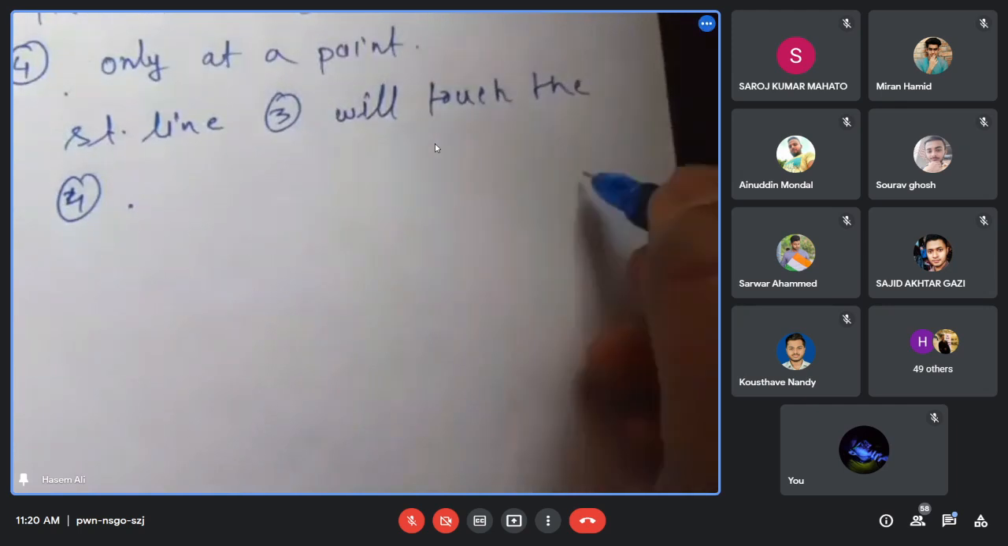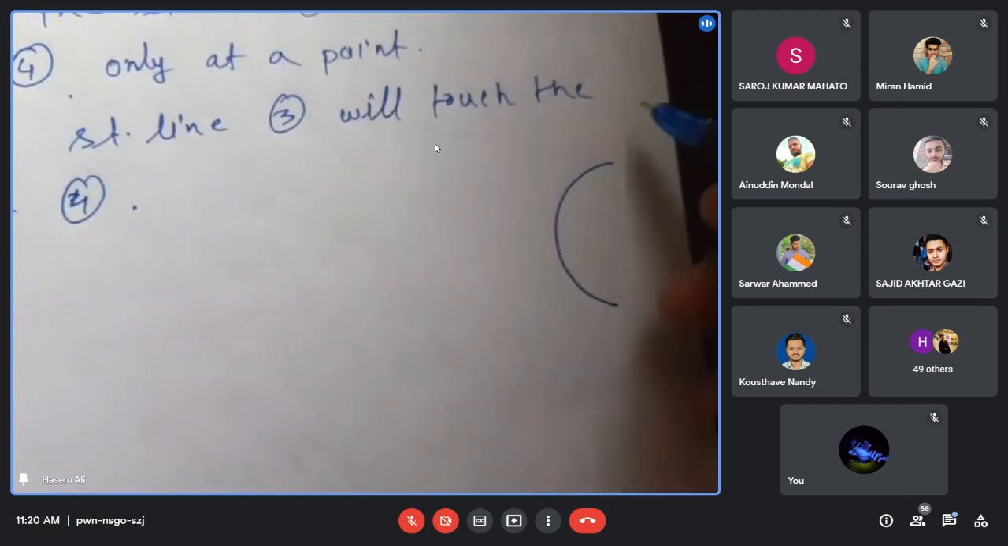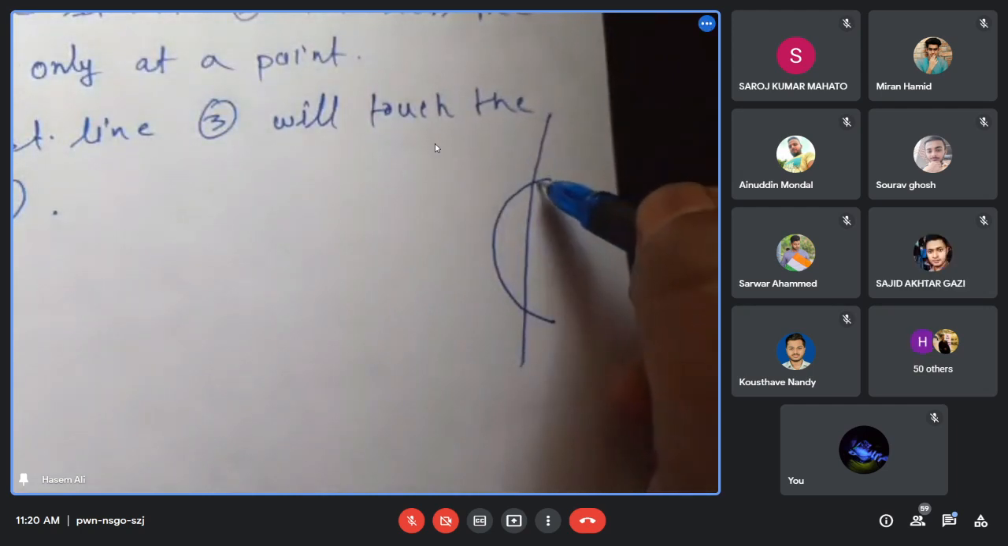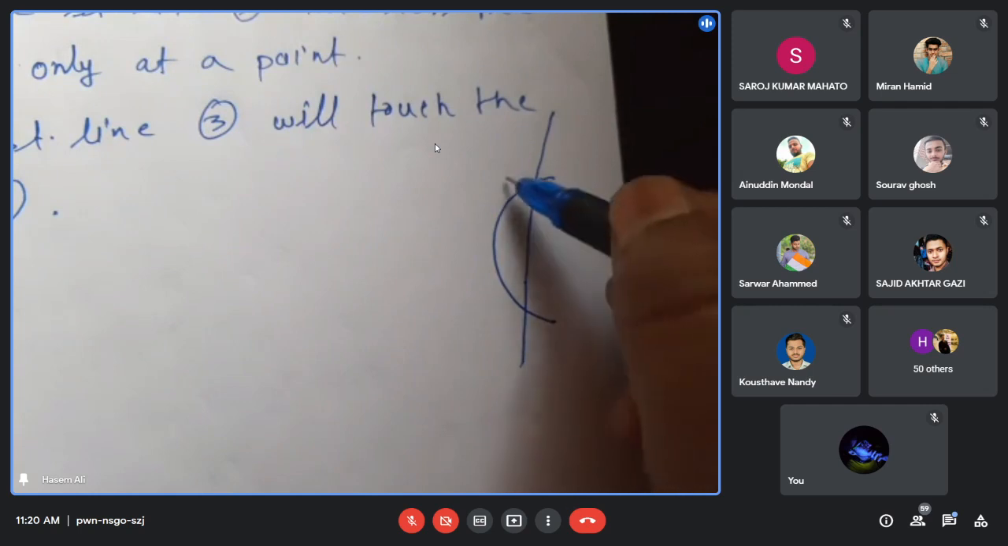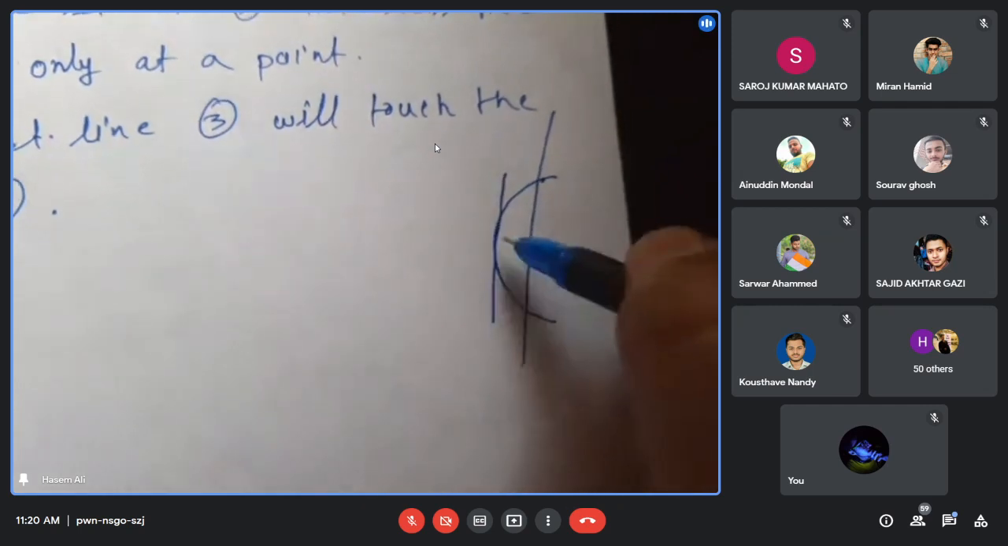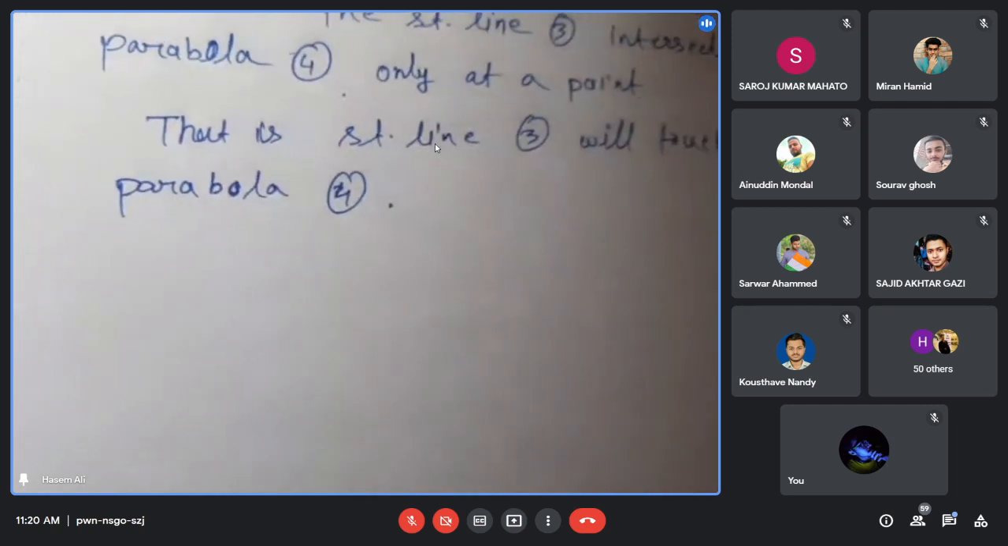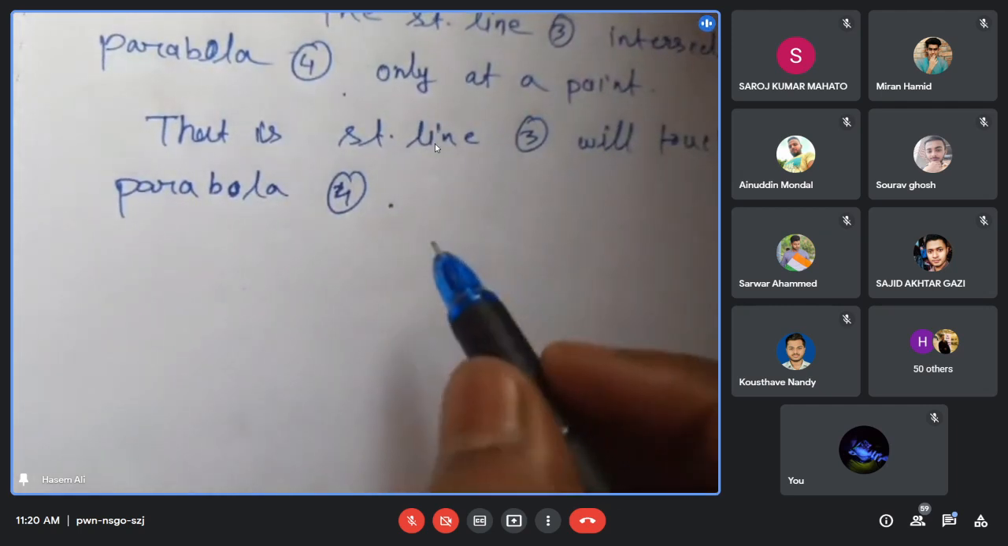In general, if we consider a parabola and consider a straight line, then there are two intersecting points. But if the points are same, that means the straight line will touch the parabola. So this is the logic. So the straight line 3 will touch the parabola. This is the required.